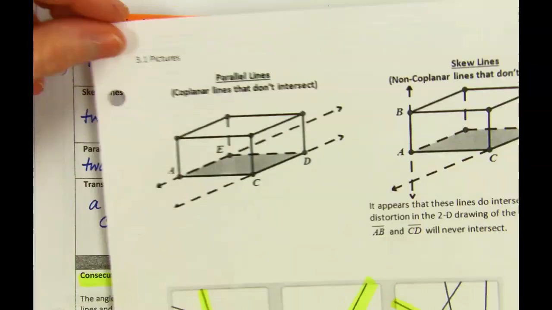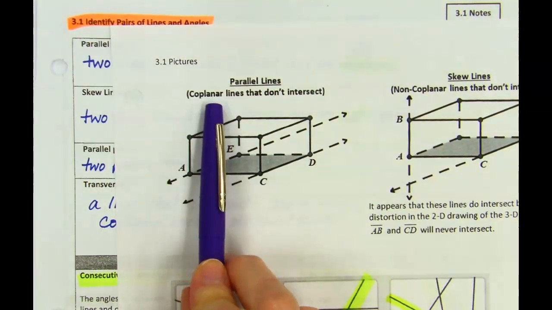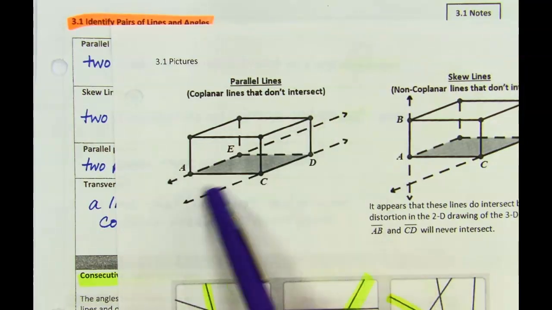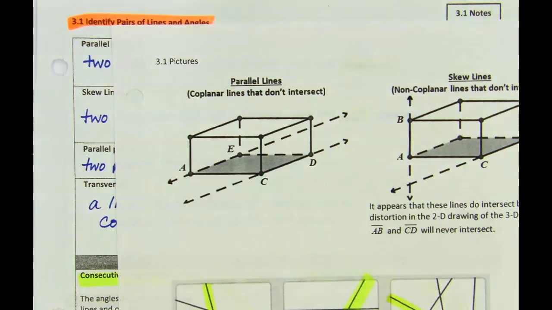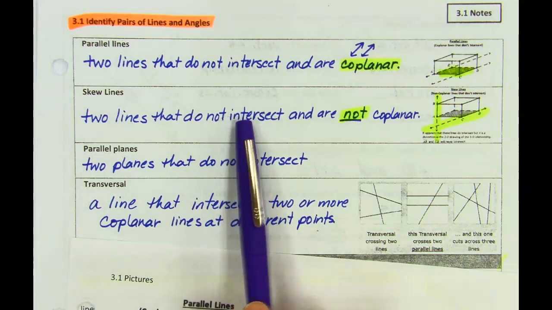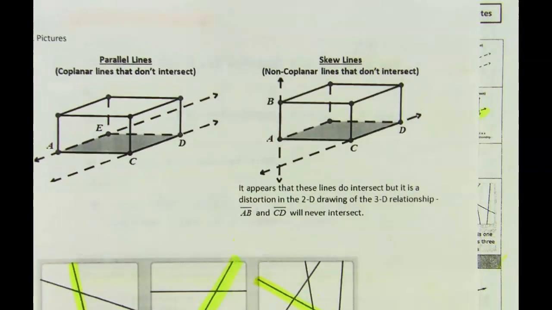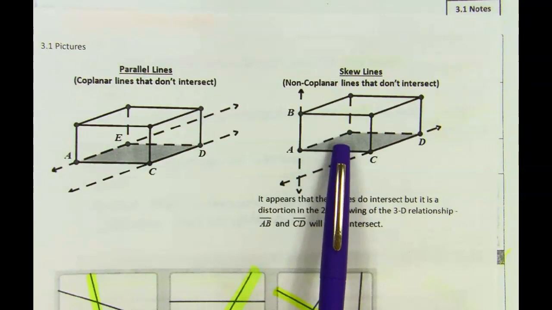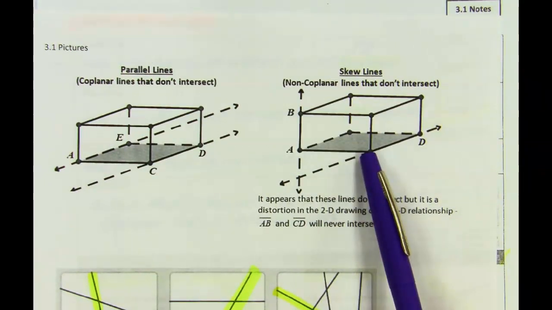So this is a bigger picture of what's on your notes. So it says coplanar lines that do not intersect. So these are the two lines that are on the same plane, the bottom of the box. Now, skew lines are also lines that do not intersect, but the key thing is that they are not coplanar. So looking at a better picture, a little bit bigger, notice both of these lines do not touch. The difference is these two lines are not in the same plane.